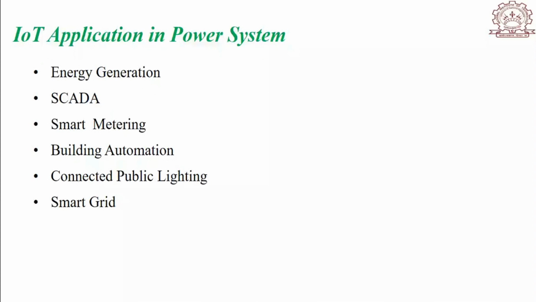Next, these are the areas where IoT applications are there in the power system: energy generation. In energy generation, the entire world is focusing more and more on renewable energy generation. In renewable energy generation, it is needed to track the renewable energy sources, like PV panels, because in India solar and wind are the most prominent renewable energy generated. So I will talk regarding solar and wind.